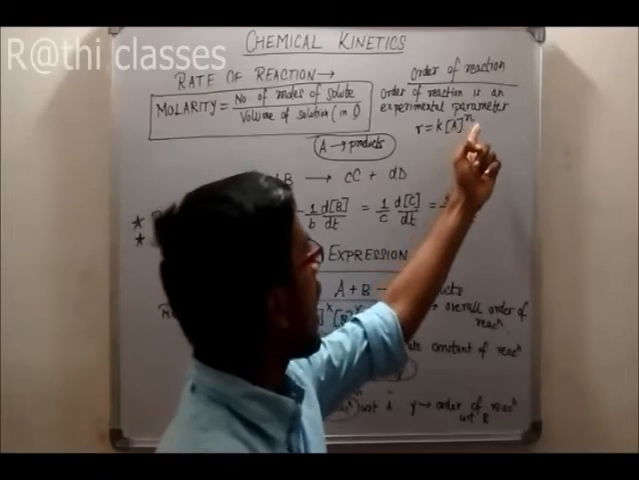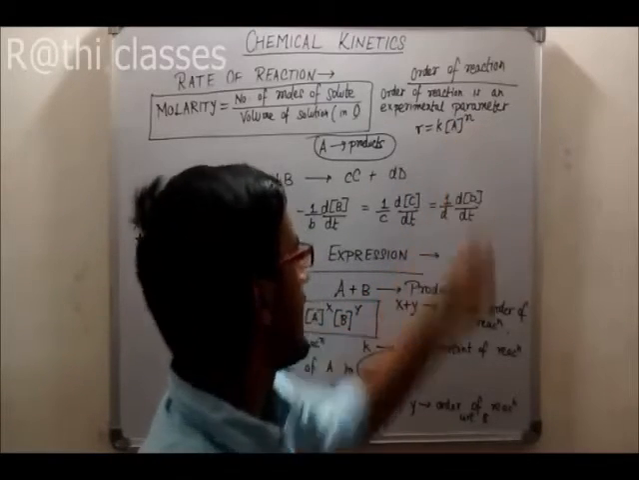Now, how do we check this order of reaction, that is, the value of this n?